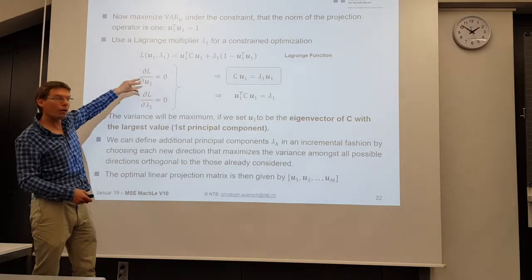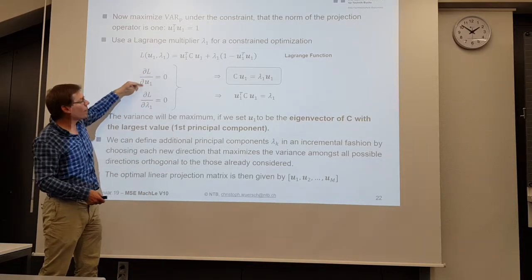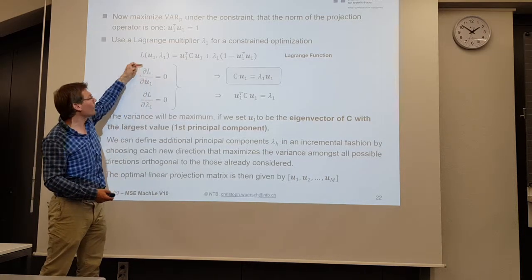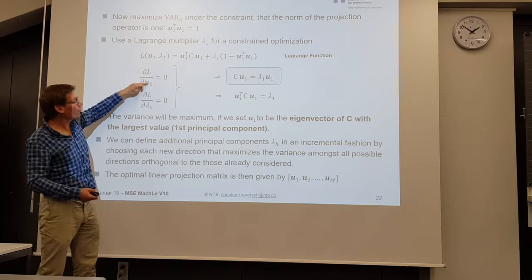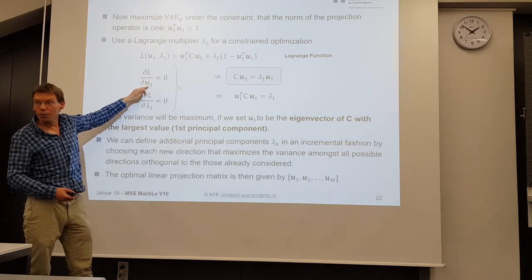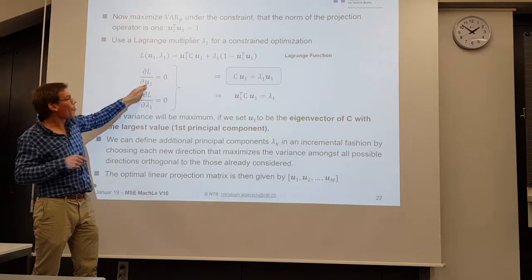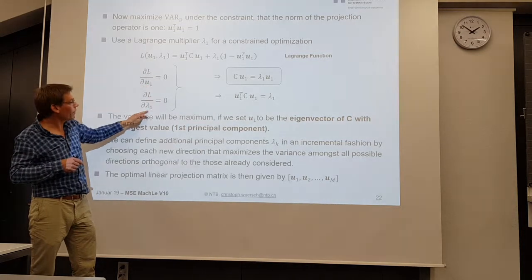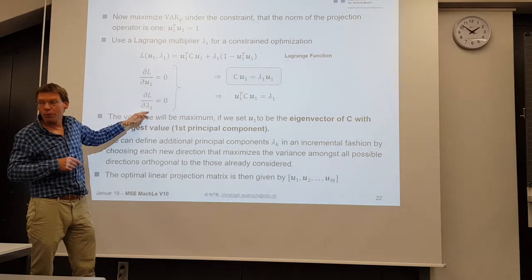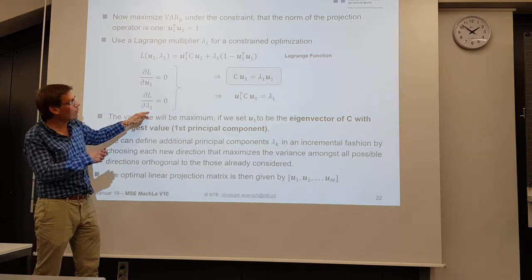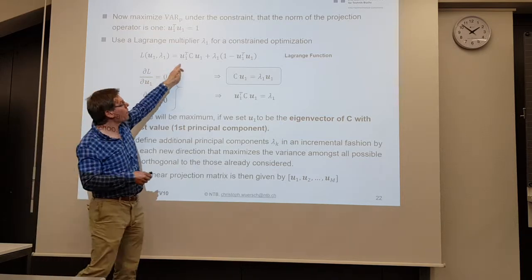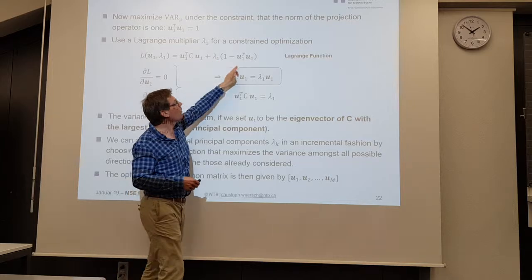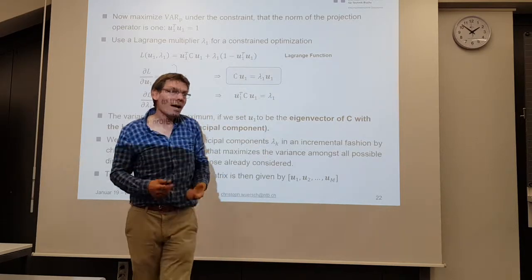A multi-dimensional function is optimized by taking the gradient with respect to all parameters. So we take the derivative of this Lagrange function with respect to u1, which is the gradient with respect to u1, and the partial derivative with respect to the Lagrange parameter 1. If we do that, we get Cu1 equals lambda 1 u1. And that's the eigenvalue problem.